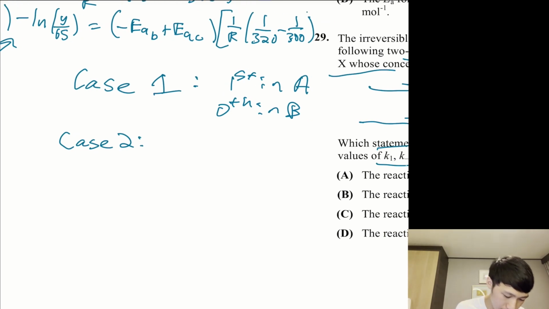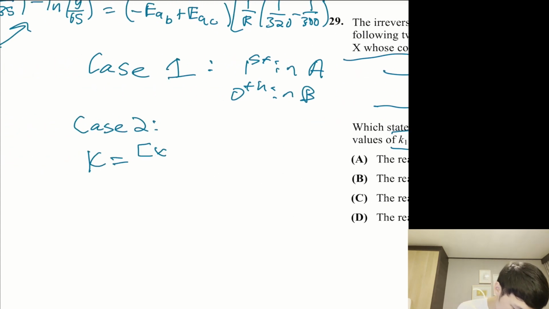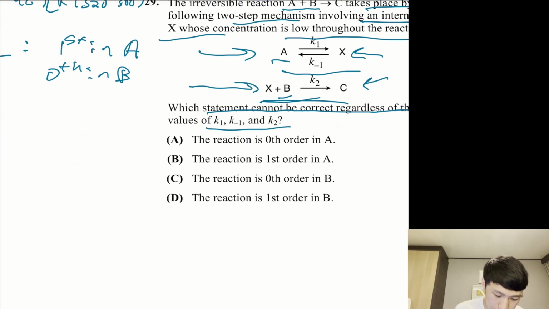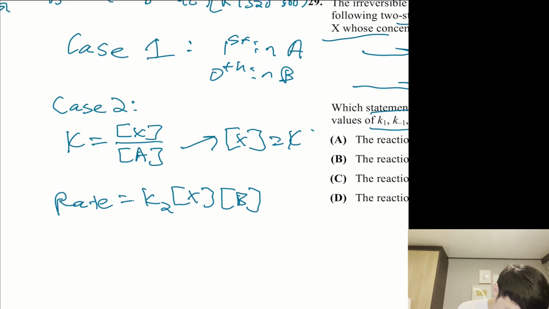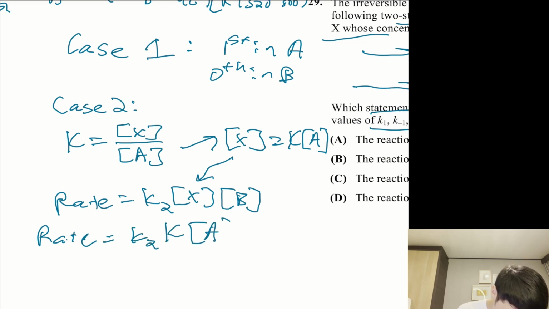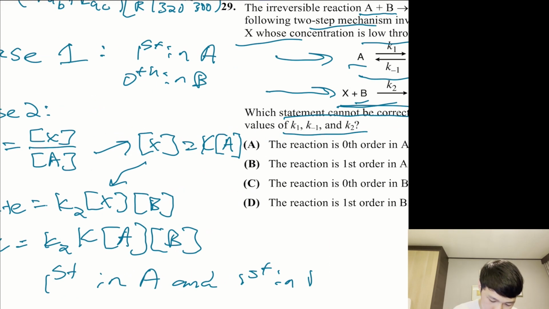So we can use the equilibrium constant K is equal to the concentration of X divided by the concentration of A. We also know that the rate law is going to be rate equals K2 times X times B. So from here we can solve that X equals the equilibrium constant K times A, and then we can plug this value for X into here, so we can say rate equals K2 times K times A times B. So this case would be first in A and first in B.